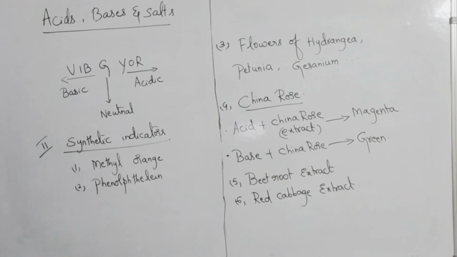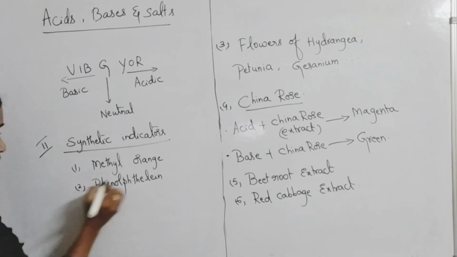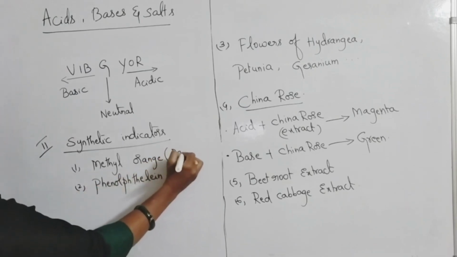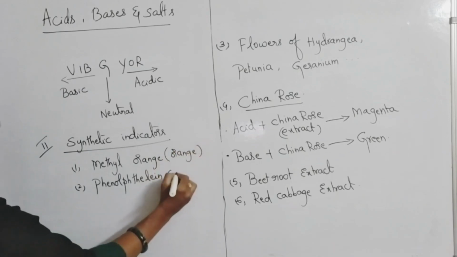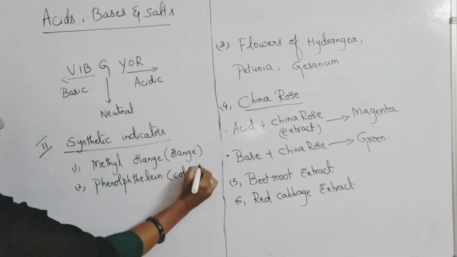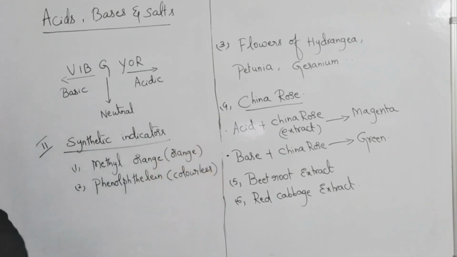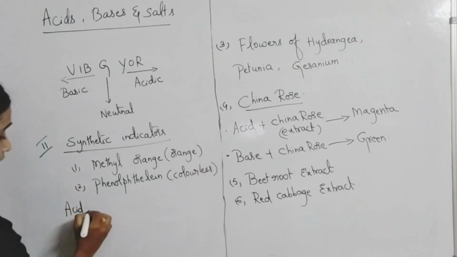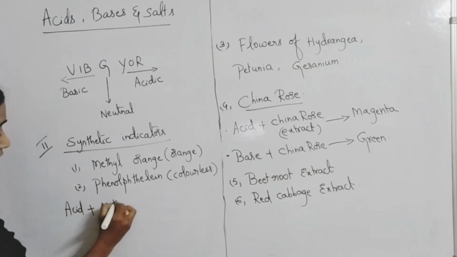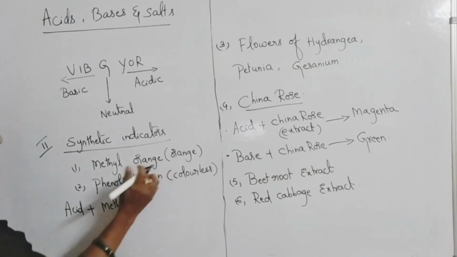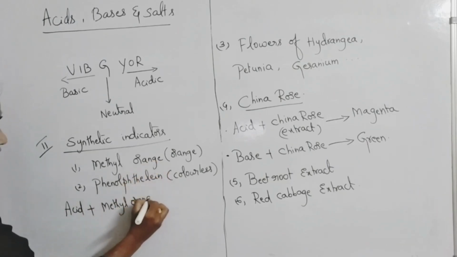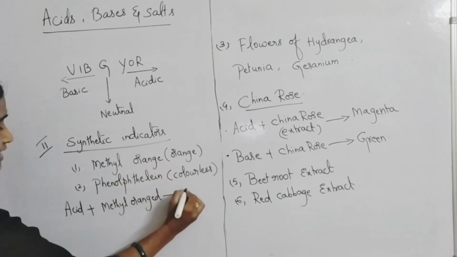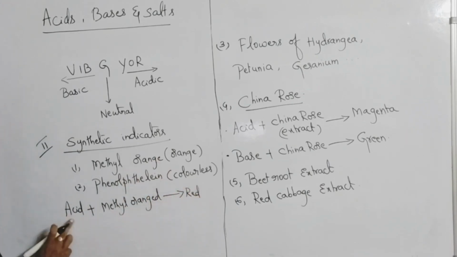Like you can say methyl orange will actually be orange in color, and phenolphthalein is actually colorless. So you have to observe the color changes with these indicators with acids and bases. Just remember, acid plus methyl orange: methyl orange color is what? Orange. Acid plus methyl orange turns red. If it turns red, then you can say that the substance taken is acidic.